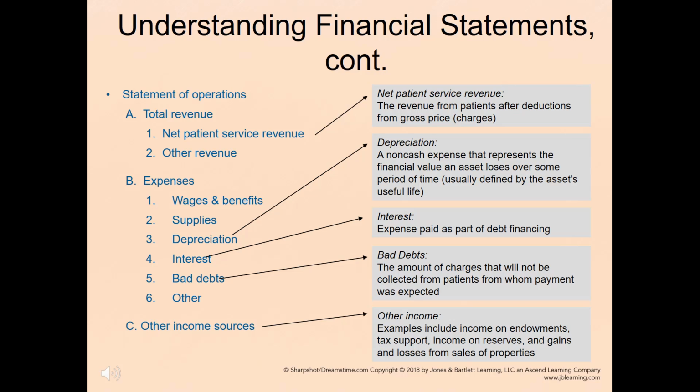In our statement of operations, we look at net patient service revenue, and this is the revenue from patients after deductions from the gross price or the charges. Depreciation, which is a non-cash expense that represents the financial value an asset loses over some period of time. It's usually defined by the asset's useful life. Interest, the expense paid as part of debt financing. Bad debt, the amount of charges that will not be collected from patients from whom payment was expected. And then other income. Examples include income on endowments, tax support, income on reserves, and gains and losses from sales of property.